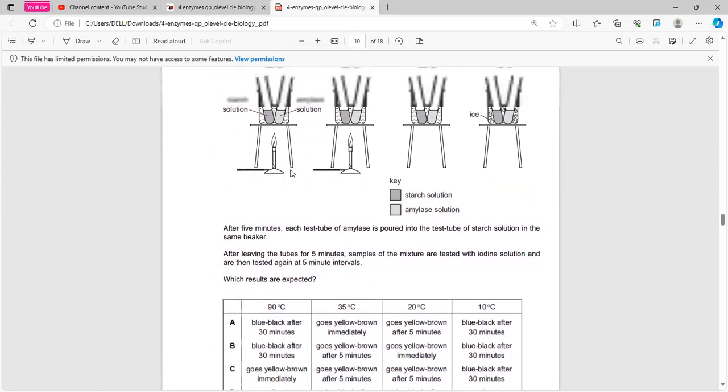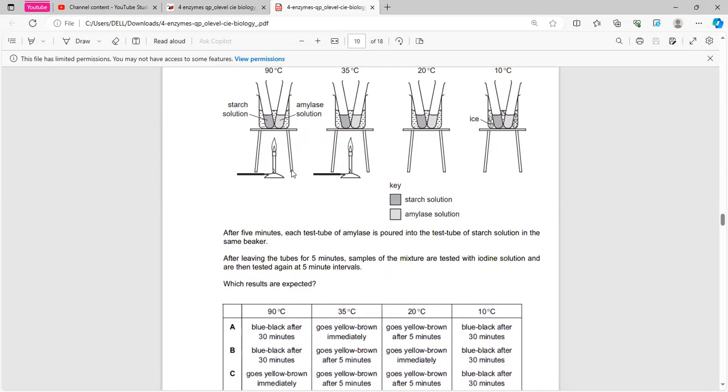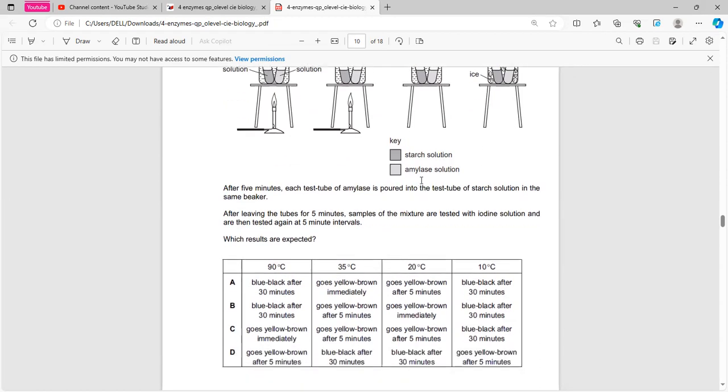Now I've told you about it previously as well that iodine solution turns blue black in the presence of starch. So the correct option will be B, because in 35 degrees it will turn bluish black after 30 minutes.